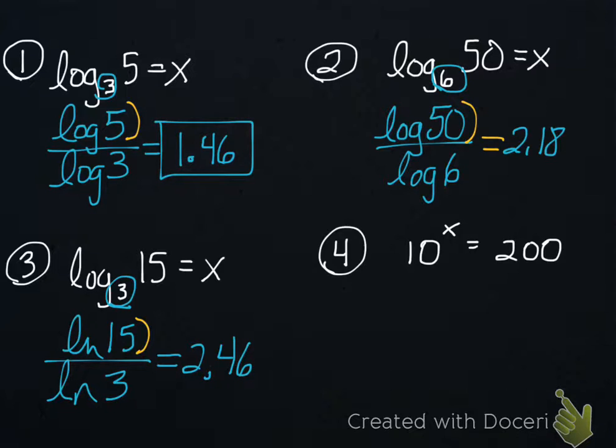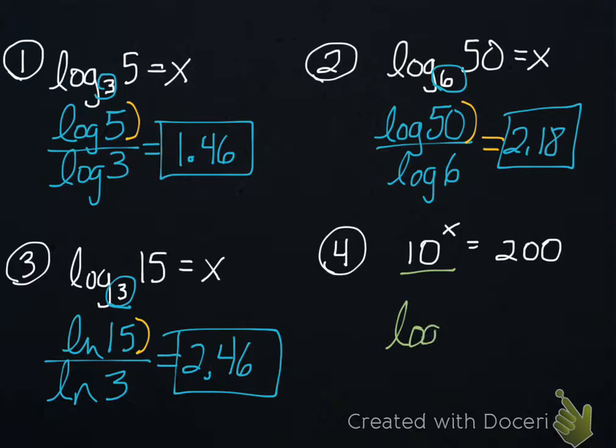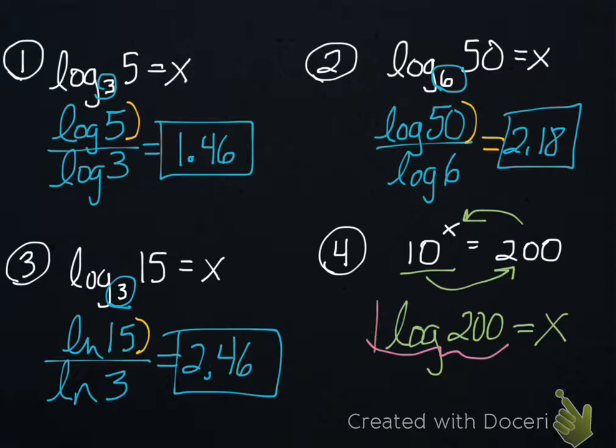Now let's look at number 4. Number 4 is not written as a log. It's written as an exponent. So we need to turn it into a log so that we can plug it in and find the correct solution. So what is the base? The base is 10. Well, log base 10 is just written as log. Then I have 200 equals the exponent, x. Here's the cool part. It's already written with a base 10, so all I have to do is hit the log button and 200. And I get the answer of x equals 2.3.